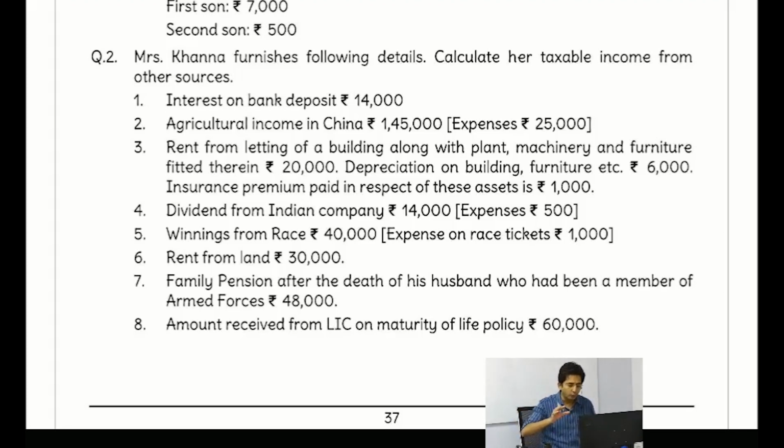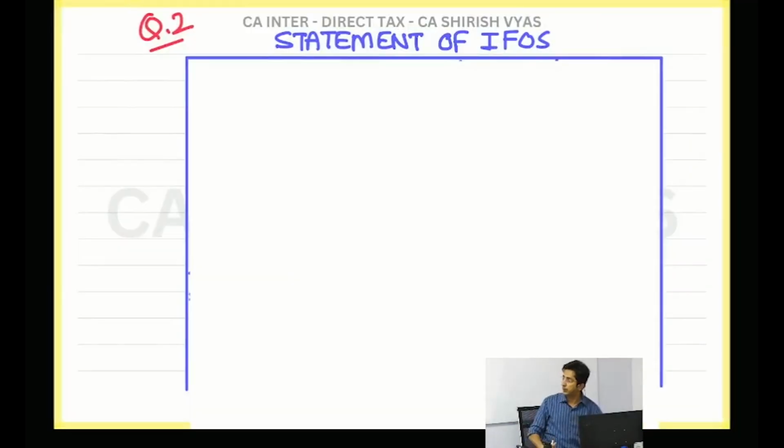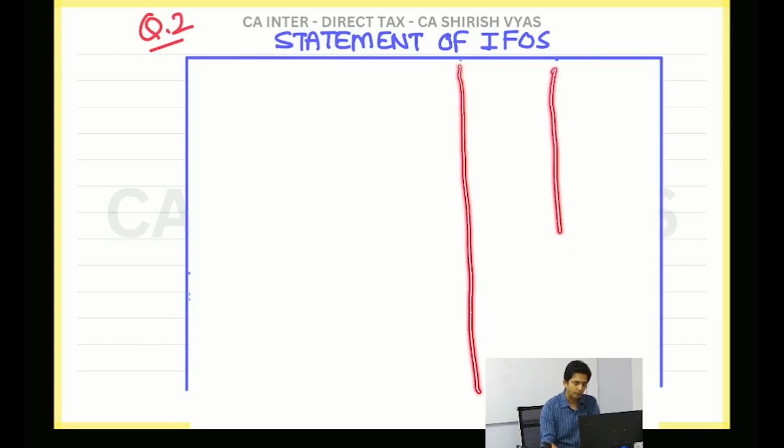Okay. So keep one statement ready like this here. Statement of income from other sources, and you will prepare particulars and 2 amount columns, inner column and outer column. So you will have to maintain 2 books. One book for solving the sum, and another book where you will write all my iPad notes, the access of which will be given to you through a mobile app. Okay. So question 2, statement of income from other sources, particulars column, inner column, outer column.